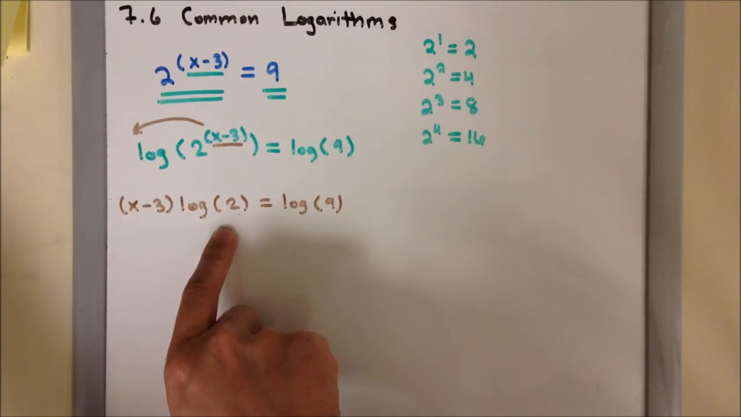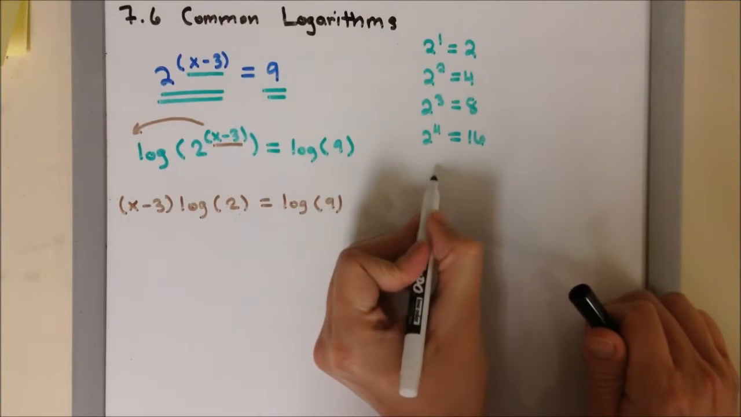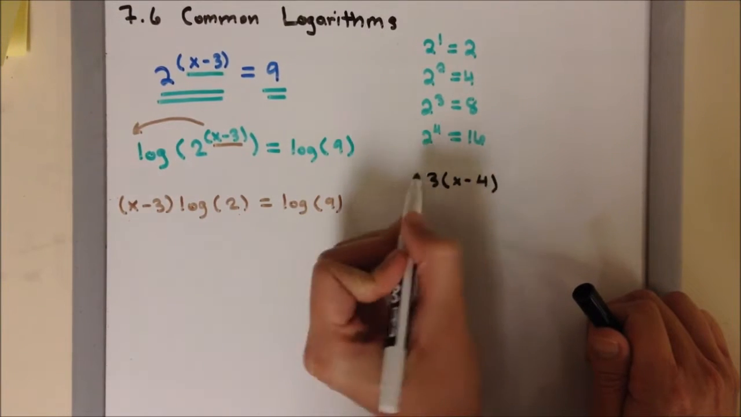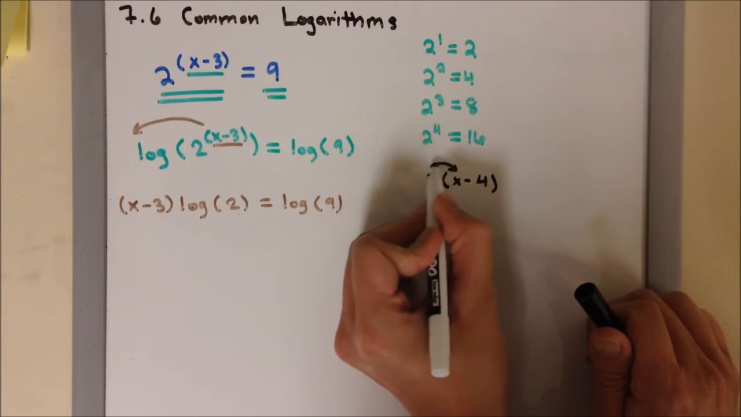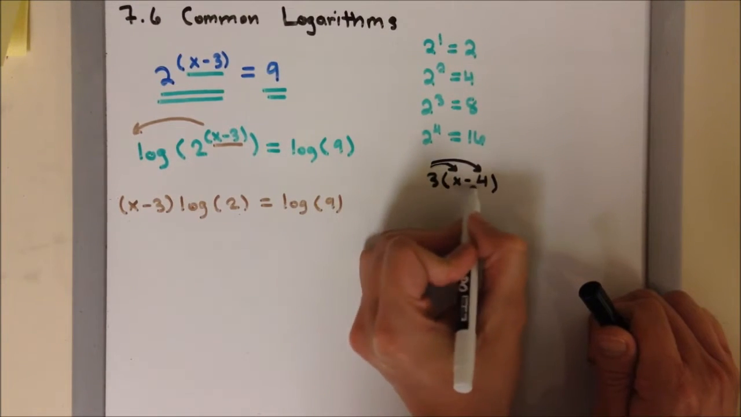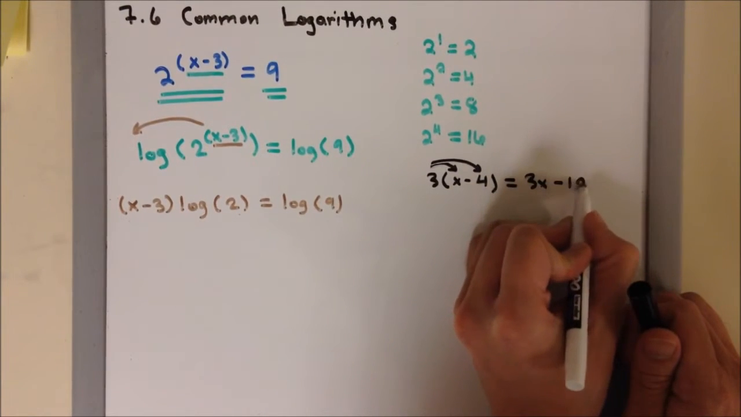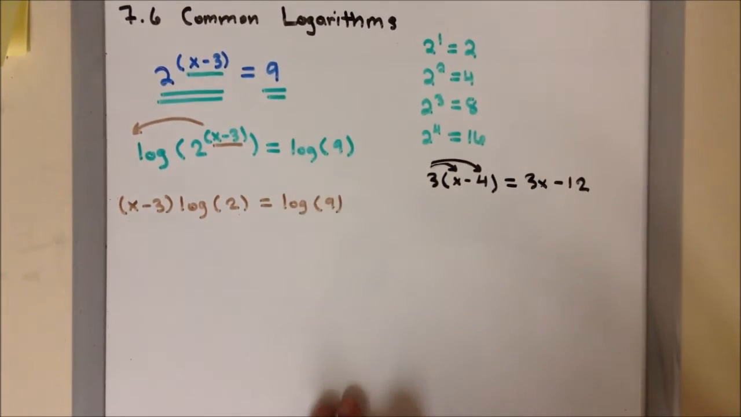It's going to be very similar to as if you had this. If you had 3 times (x minus 4), what you're going to do is distribute the 3 to everything inside the parentheses, which will be 3x minus 12. Same thing can be said right here.